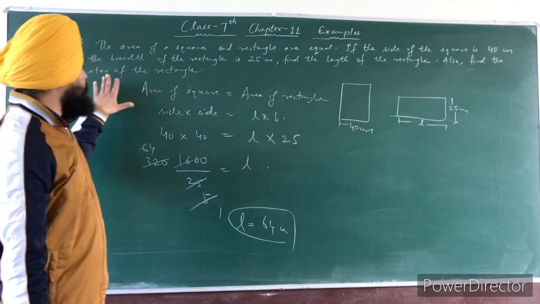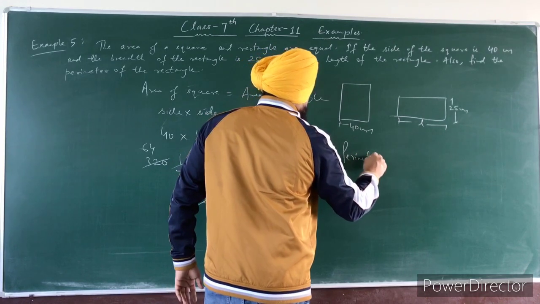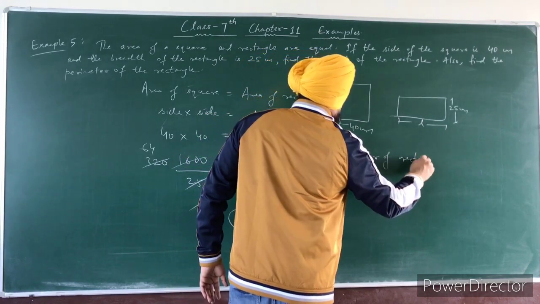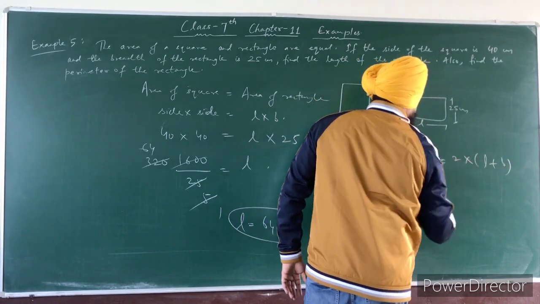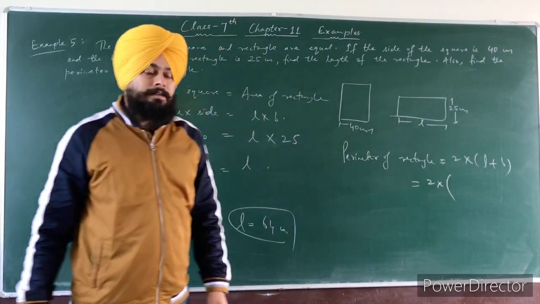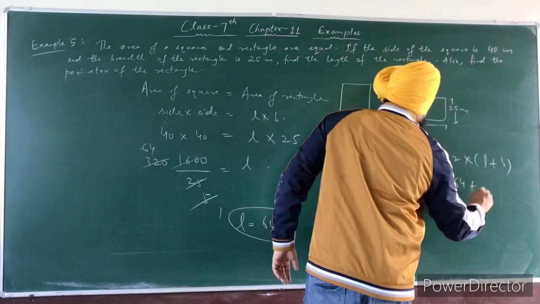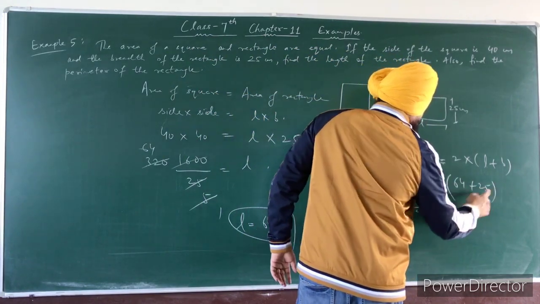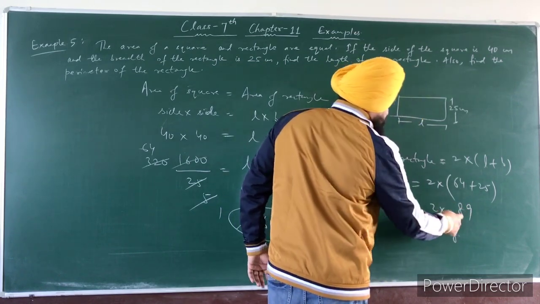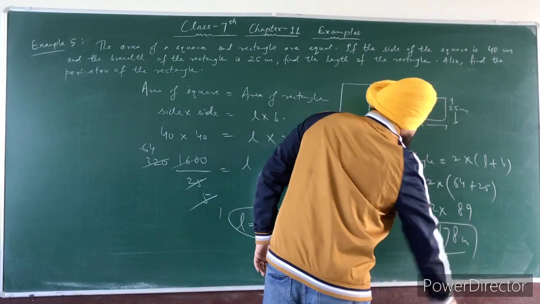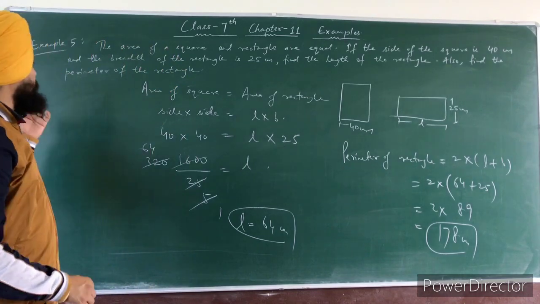Now you have to find the perimeter of rectangle also. So the perimeter is 2 multiplying length plus breadth. Length of rectangle is 64 and breadth is 25. 64 plus 25: 4 plus 5 is 9, 6 plus 2 is 8. Now 2 times 89 is 178. So the perimeter of rectangle is 178 centimeter. So this is example number 5.